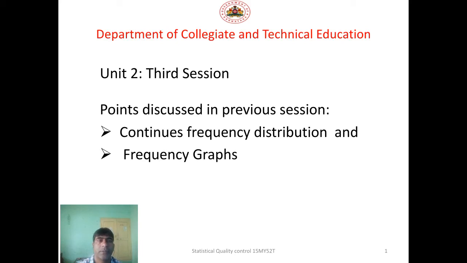Hello students, today we are starting the third session of the second unit. In the previous session we discussed two points: the continuous frequency distribution and frequency graphs.